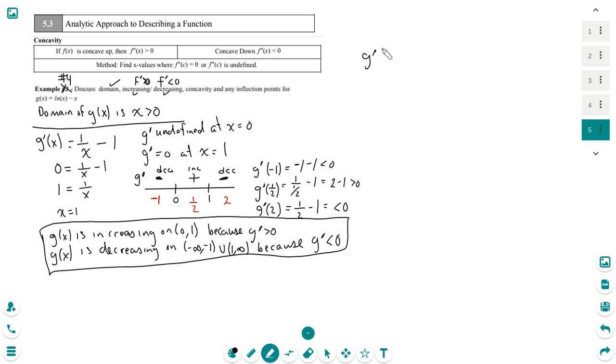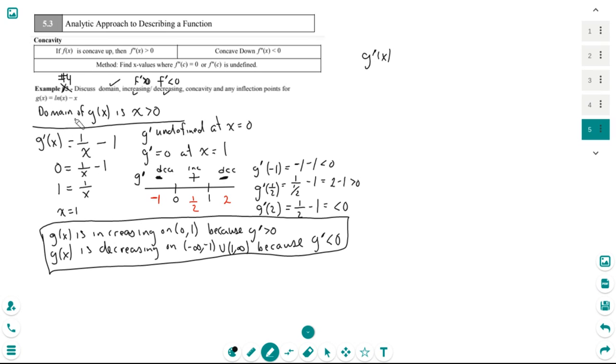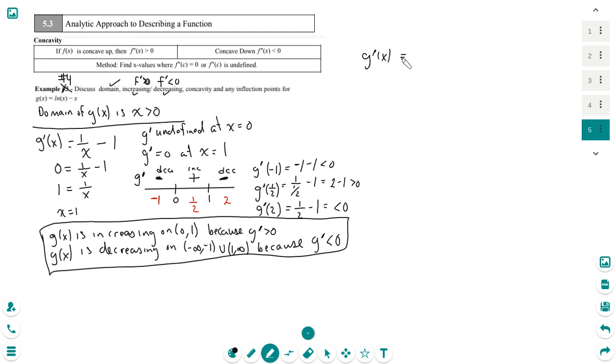So what do I have for g prime of x? All right, g prime is this. I'm going to write that as a power, so that's x to the minus 1 over x minus 1. Now I use the power rule. So g double prime of x is equal to negative 1 x to the negative 2, and then the derivative of the constant is 0. So there is my derivative, which works out to negative 1 over x squared.